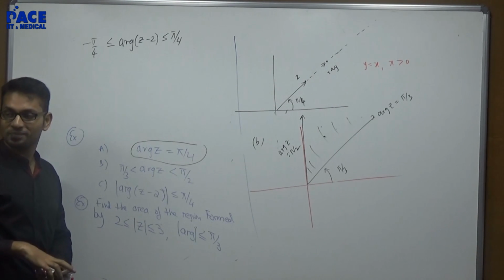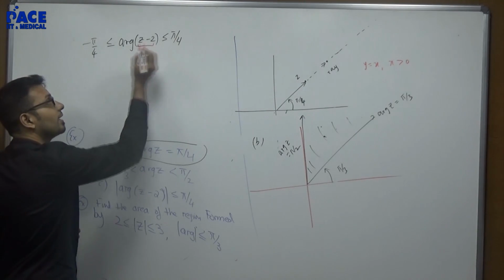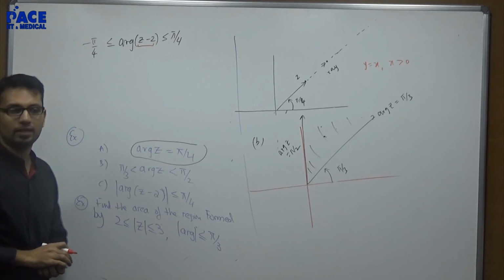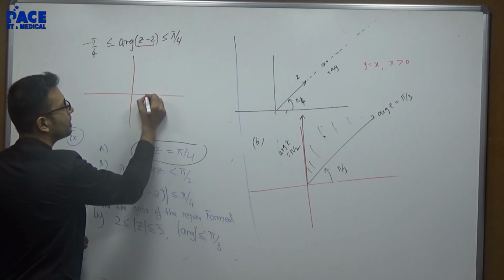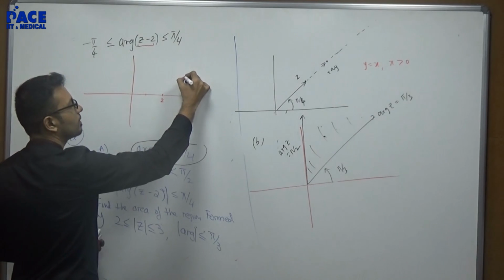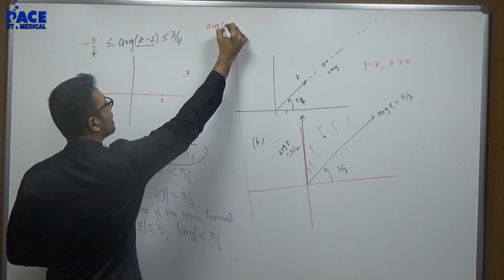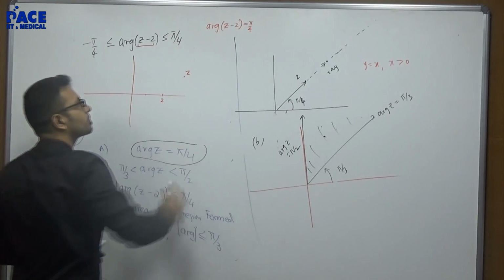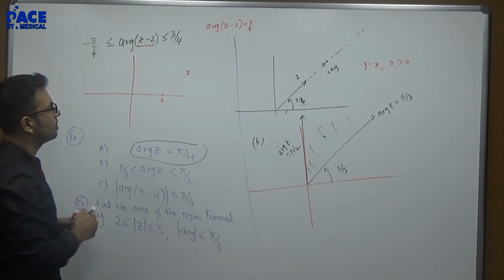बोलो. Z minus 2 क्या ही है? Z minus 2 क्या है? वो लॉजिक फॉलो करो. ये है पॉइंट से 2. Z यहाँ होगा. Suppose if I am going to draw argument of Z minus 2 equal to pi by 4, वो कैसा होगा? This is 2.